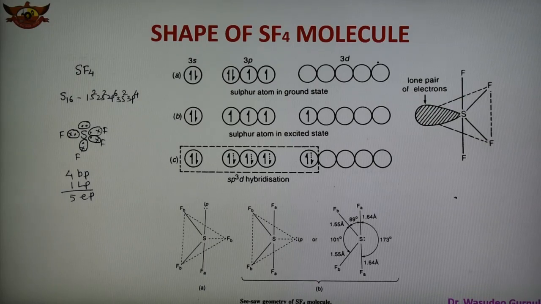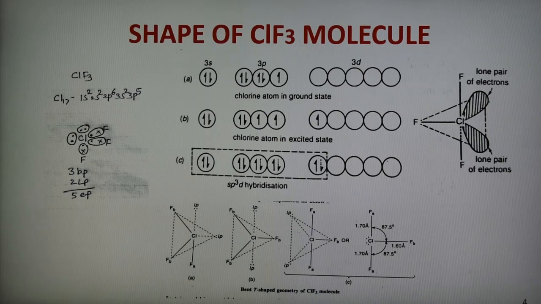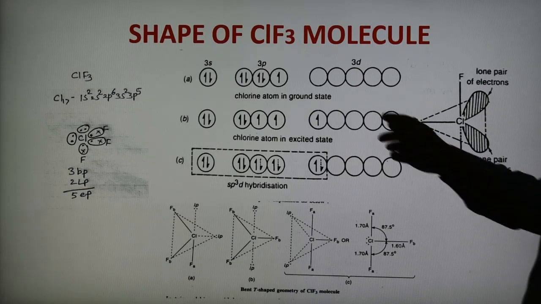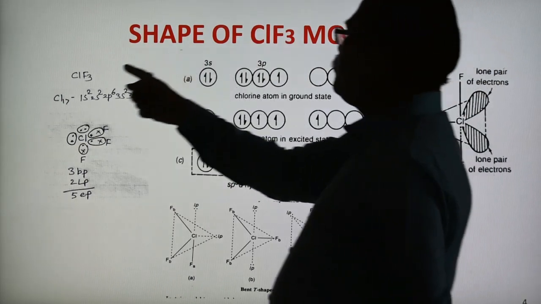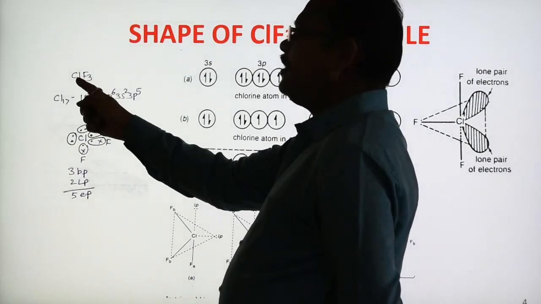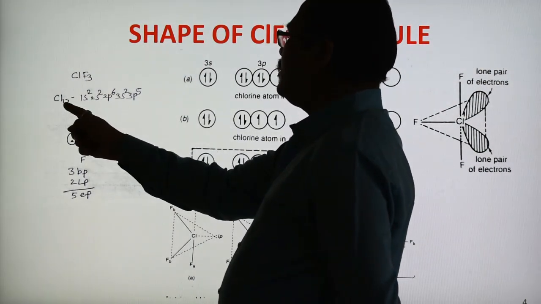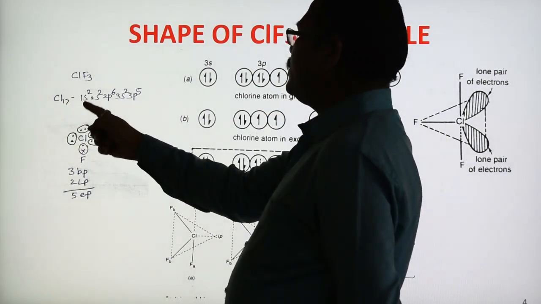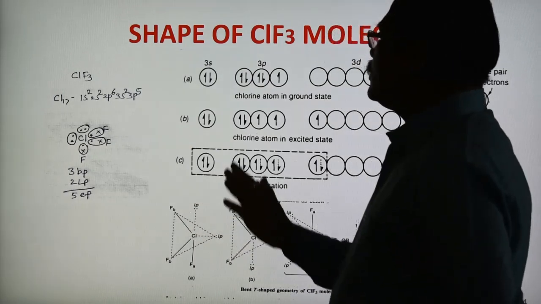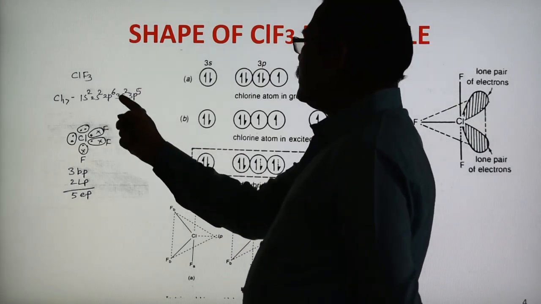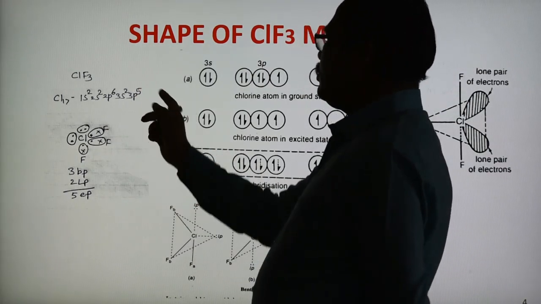So this is the first example, and the next example is ClF3. The name of the compound is chlorine trifluoride. In ClF3, the central atom is Cl. The atomic number of Cl is 17, and the electronic configuration is 1s2, 2s2, 2p6, 3s2, 3p5. So here there are 7 electrons. All halogens have 7 electrons in the valence shell.